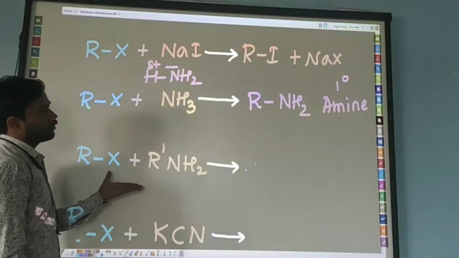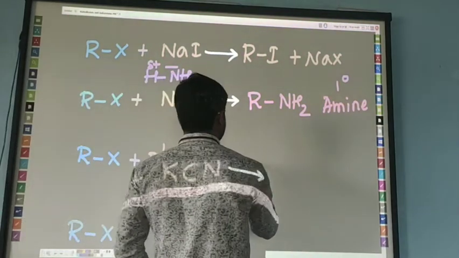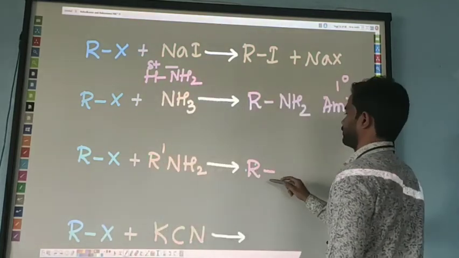Let's see the next one. Similarly, we have to find out which one is our nucleophile. The product is going to form like this: RNH.